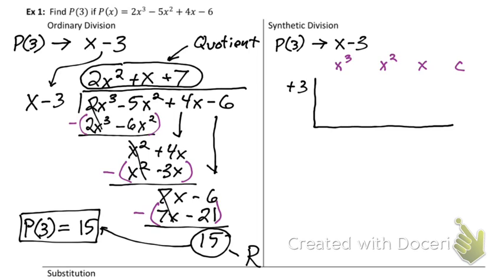Now we just have to list how many of each one we have. We have 2 x cubes, so right here, I'm going to write a 2. We have negative 5x squared, so I'll put a negative 5 there. We have 4 x's, and finally we have negative 6 for our constant.